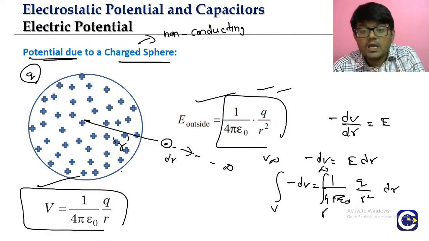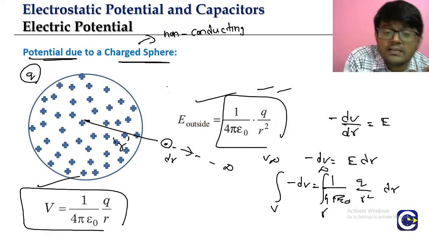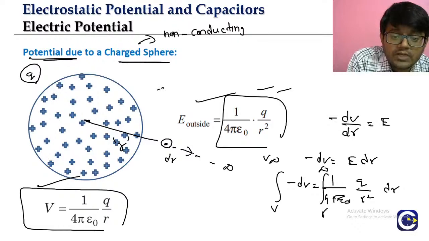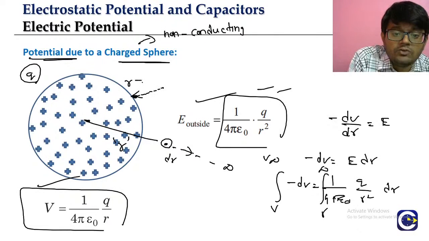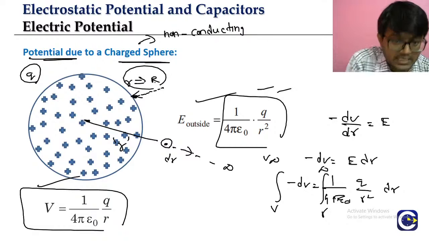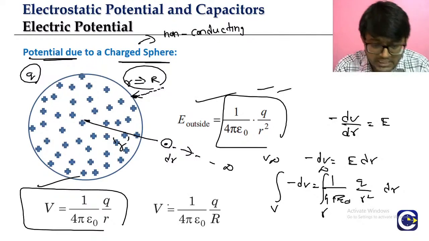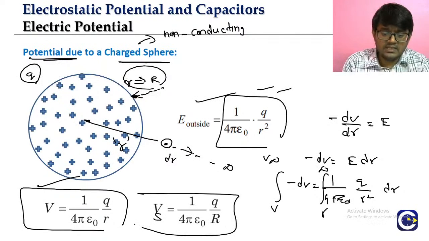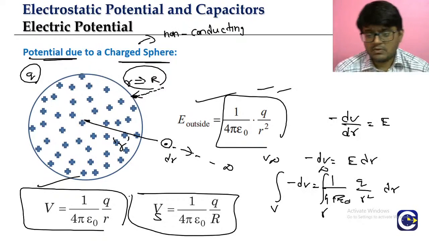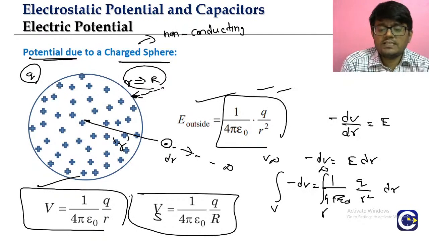Okay. Now what about the on the surface case? When you are moving closer and closer to the surface, the small r will approach what? Capital R. Which means what? The potential on the surface. Just in that formula, instead of small r we will keep capital R. That's all. So what is the potential on the surface?